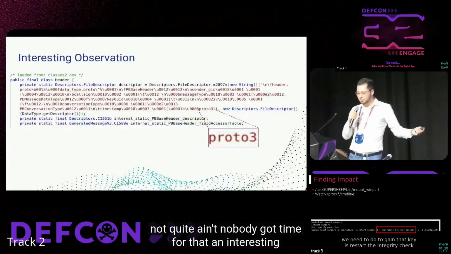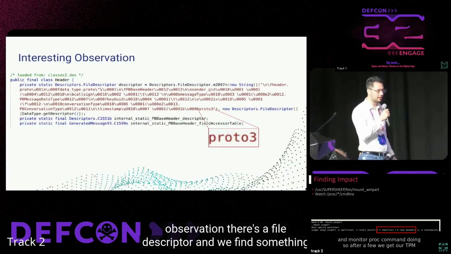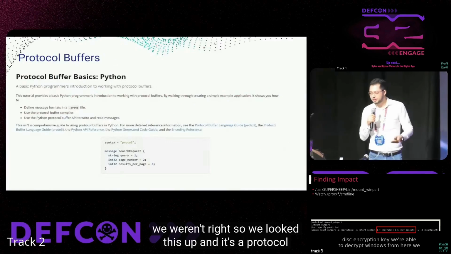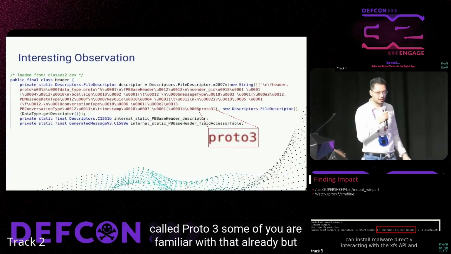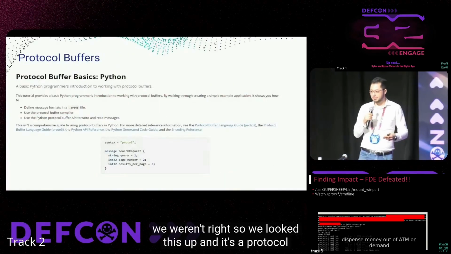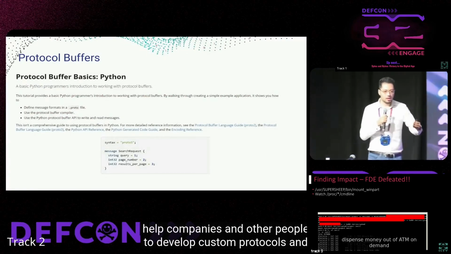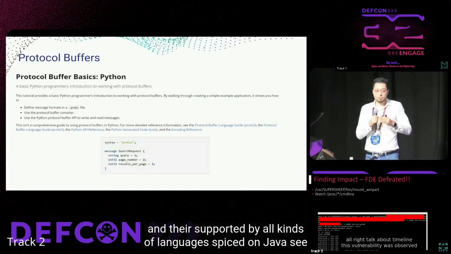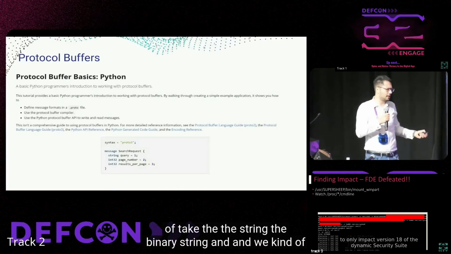So we find an interesting observation. There's a file descriptor, and we find something called proto3. Some of you are familiar with that already, but we weren't. So we looked this up, and it's protocol buffers. It's an open source library developed by Google to help companies and other people develop custom protocols, and it's supported by all kinds of languages: Python, Java, C, all kinds of things.